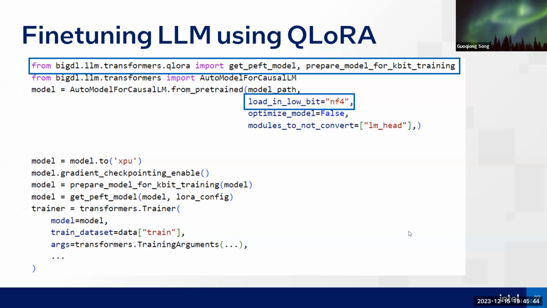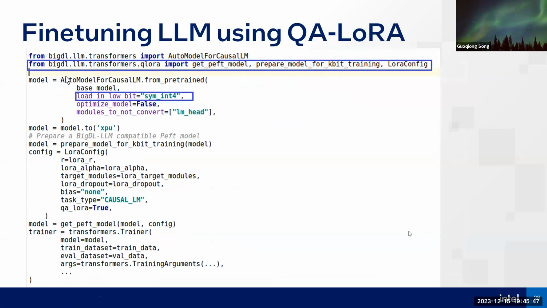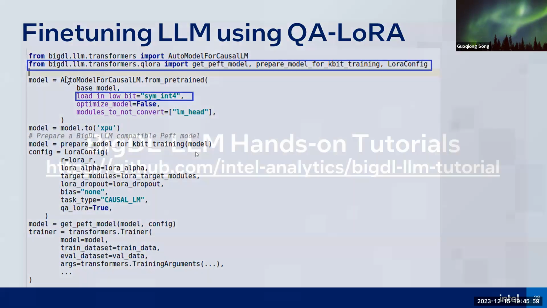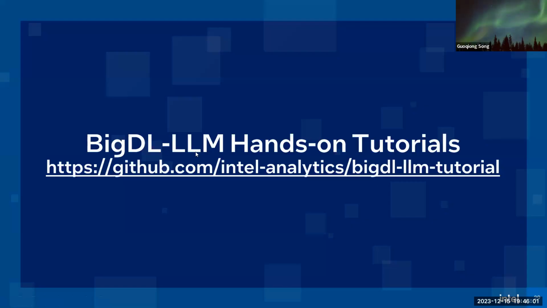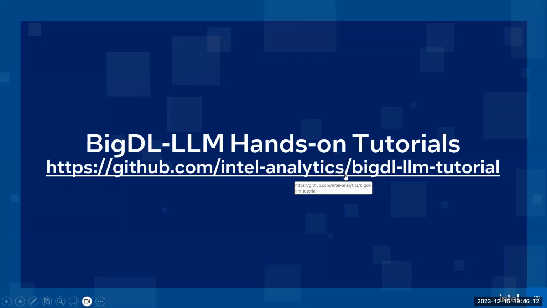This is another example, of using QA-LoRA. It's very similar. You just import from QA-LoRA, get the PEFT model, and when you load the model, you load in low bit. That's it. Everything else is the same. I think I'm out of time already, but if you want, I can show you some tutorials. Yeah, we still have time. Go ahead.